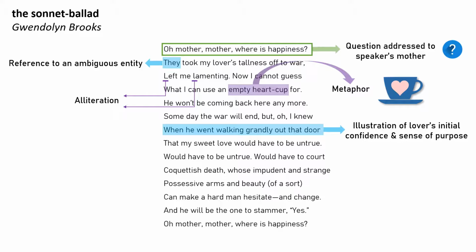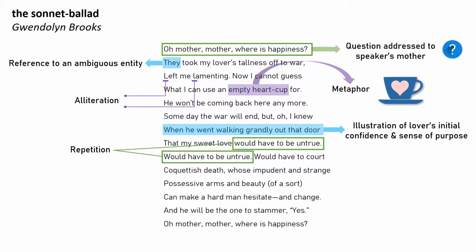After she says that her sweet love would have to be untrue, she repeats that phrase in the next line to emphasize how sure she is that her lover will be unfaithful to her. But he's not going to cheat on her with another person. He's going to cheat on her with death itself when he's off to war.